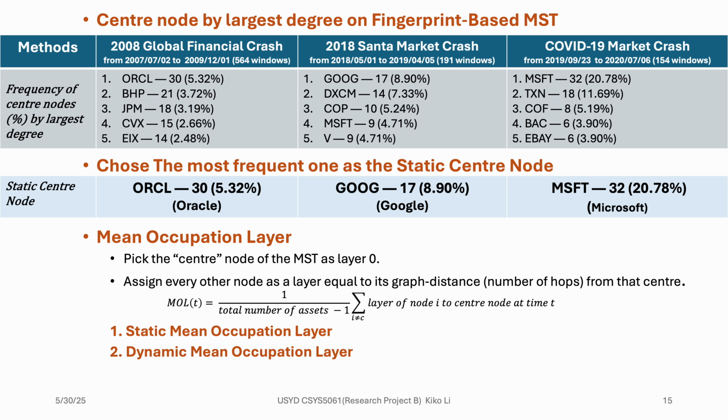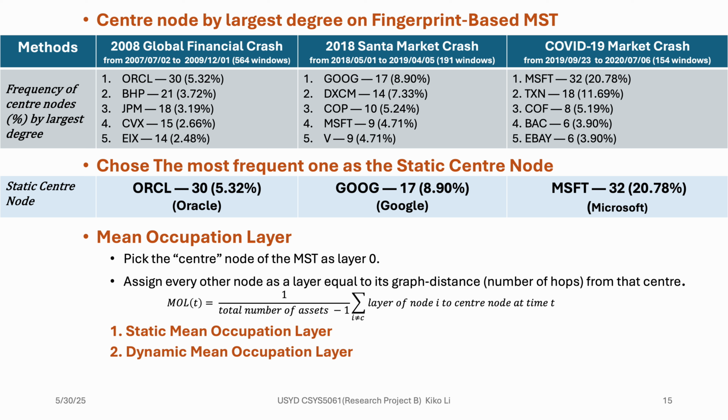I choose the single most frequent hub as the static central node for each event, which means for each minimal spanning tree network, we secure the central node as selected. Next, the mean occupation layer. We treat that static center as layer 0, then for each minimal spanning tree, every other asset is assigned a layer equal to its hop distance from the center in the tree. The mean occupation layer is simply the average layer across all non-central assets. I show the equation here to help you understand.